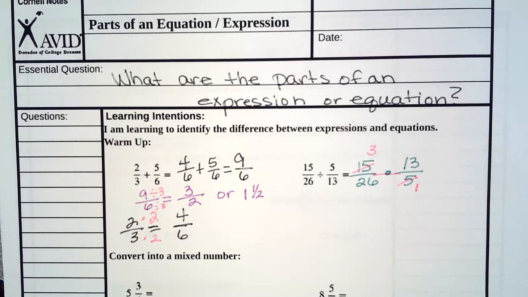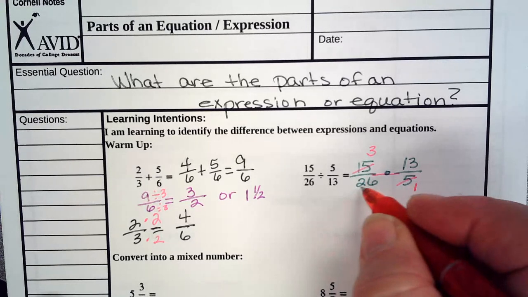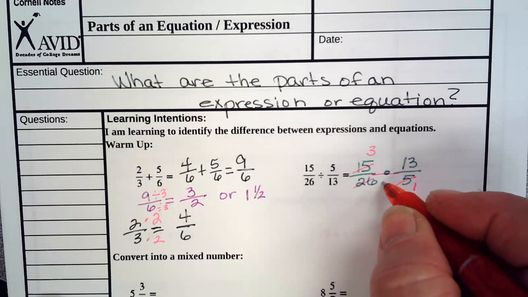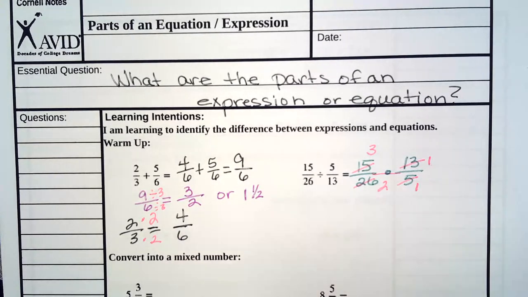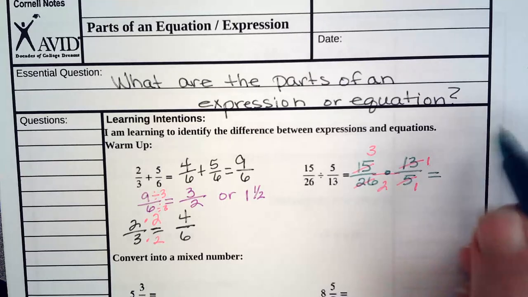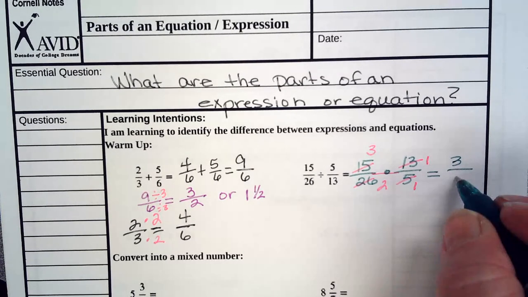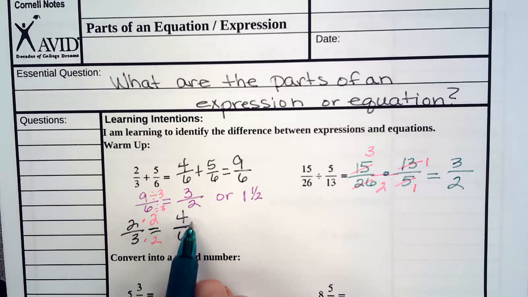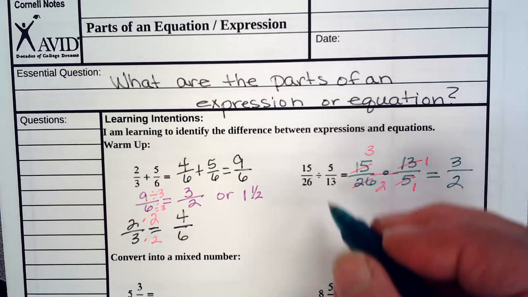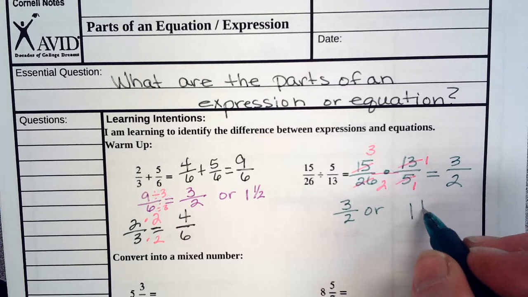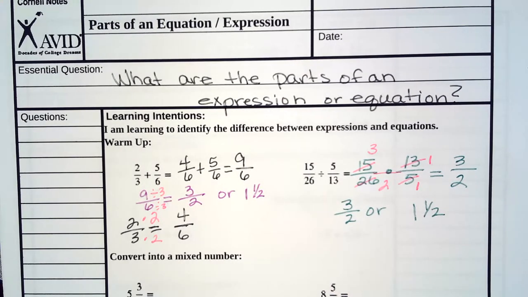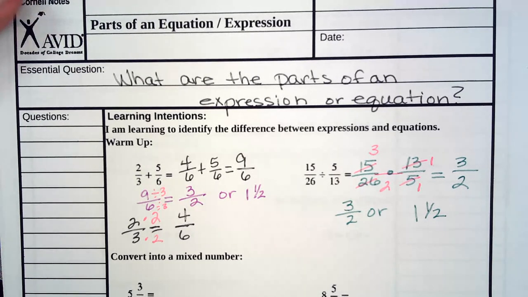13 and 26. 13 times 2 is 26. So I can divide by 13. 26 divided by 13 is 2. 13 divided by 13 is 1. 3 times 1 is 3. 2 times 1 is 2. Ooh, same fraction as I got the last time. So this is 3 over 2, or you've got 1 whole and 1/2 remaining. Hopefully that wasn't a stressor for you.